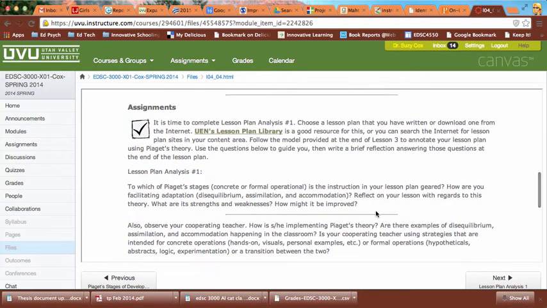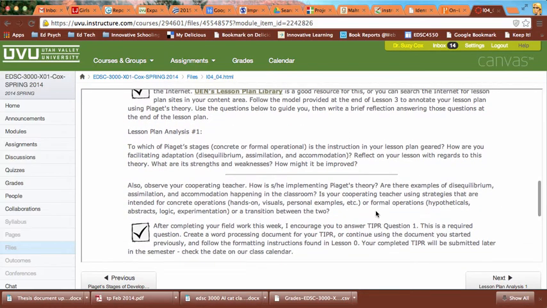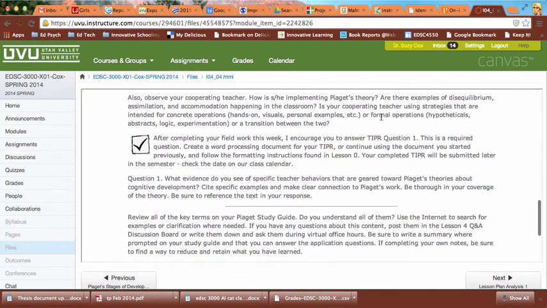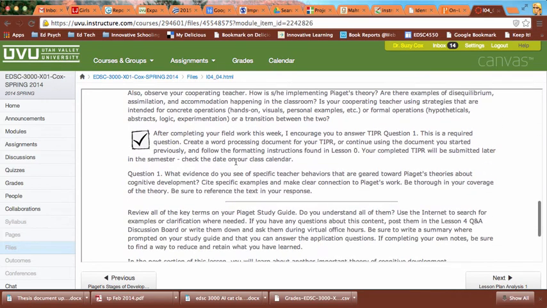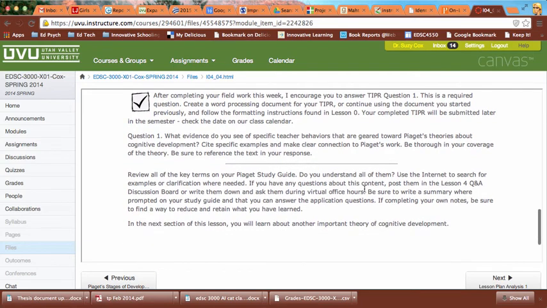So if you come down on this Educational Applications of Piaget's Theory page, you'll see what you need to do for the lesson plan analysis, number 1. And then here's the TIPPER question for the week. We're looking for how Piaget's theory is being used first in your lesson plan, and then secondly, actually in your field work. How is the teacher incorporating these concepts into his or her instruction? Okay, so those are the main things we're working on this week: getting field hours, thinking about responding to TIPPER question 1, doing lesson plan analysis number 1.